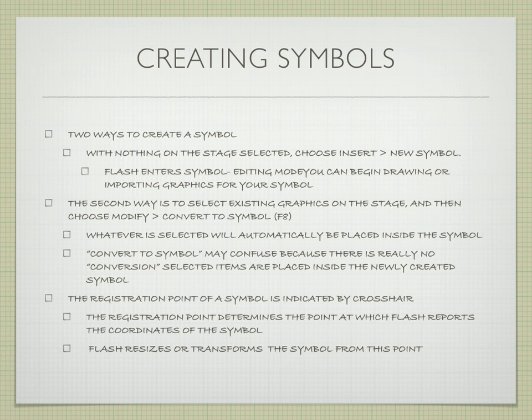The registration point of a symbol is indicated by the crosshair on the stage in symbol editing mode. This registration point is important. It shows you the point at which Flash reports the coordinates of the symbol and from which it resizes or transforms the symbol.